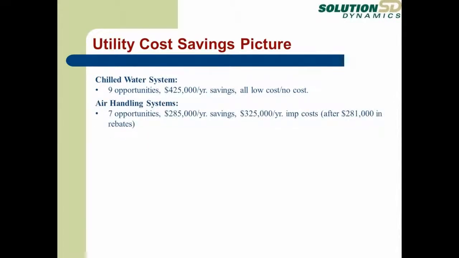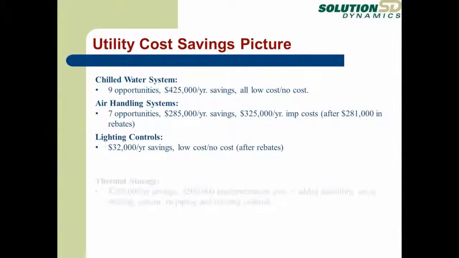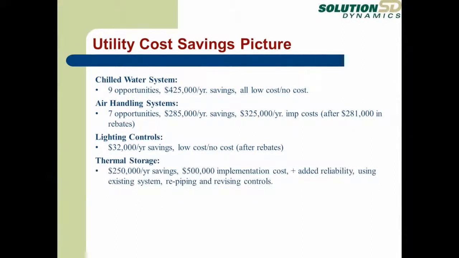The air handling systems, which we really didn't talk about, there were 7 opportunities uncovered just by looking at the data that they already had for $285,000 worth of savings. Again, very quick payback on this. There was some actual implementation cost. Some things had to be modified, but less than a 1-year payback after rebate. Again, new facilities, got all modern lighting, but there was the opportunity to add some controls to the lighting, get a little bit of savings there.